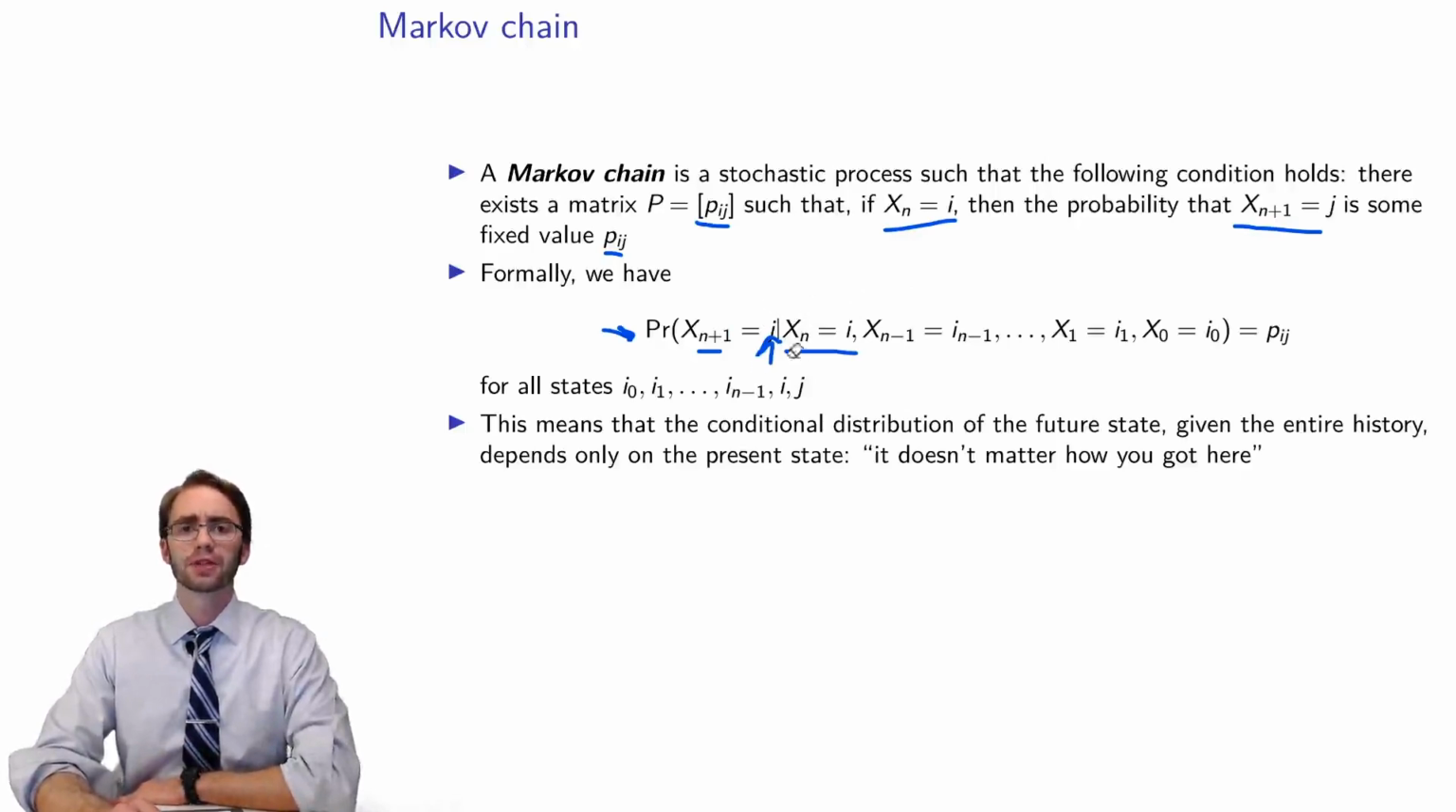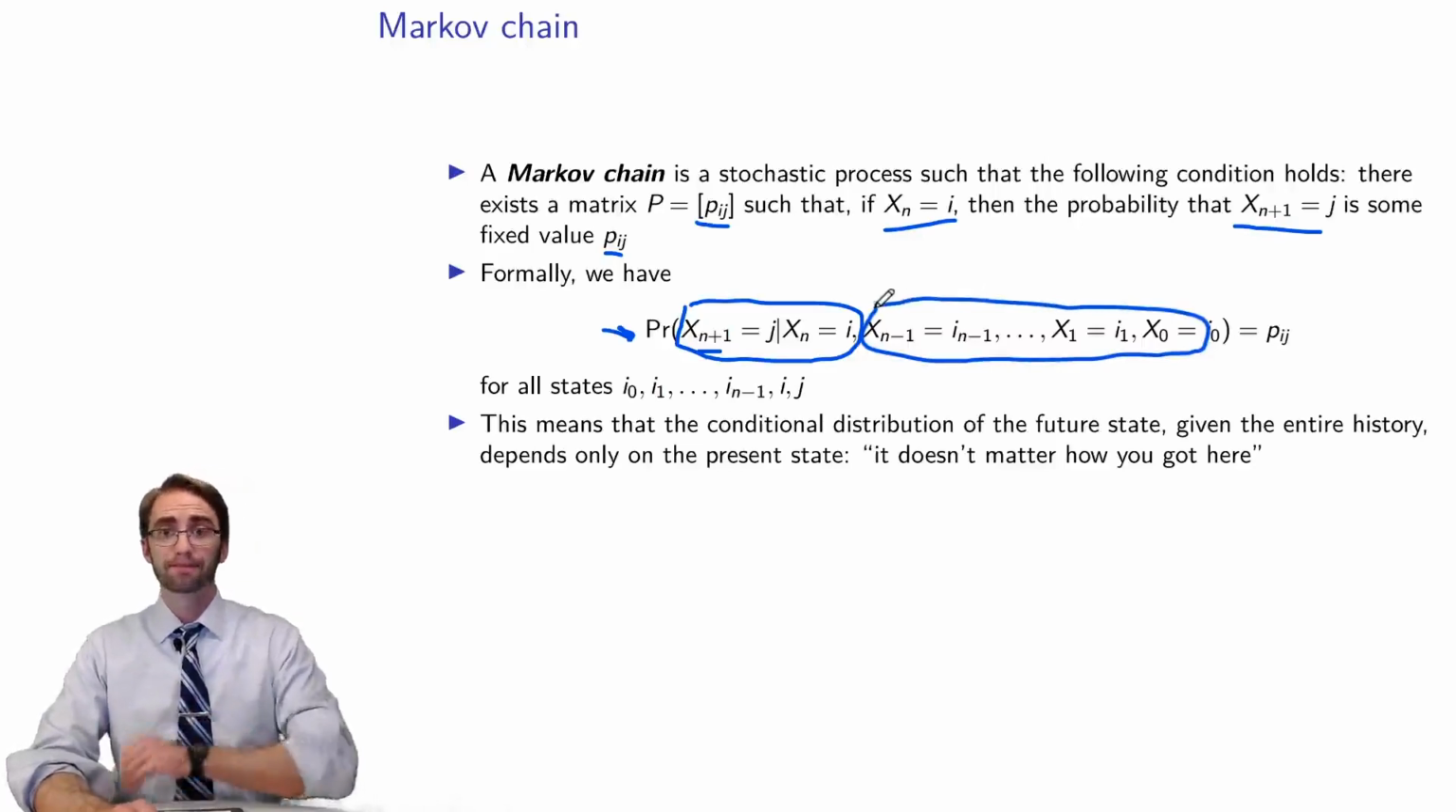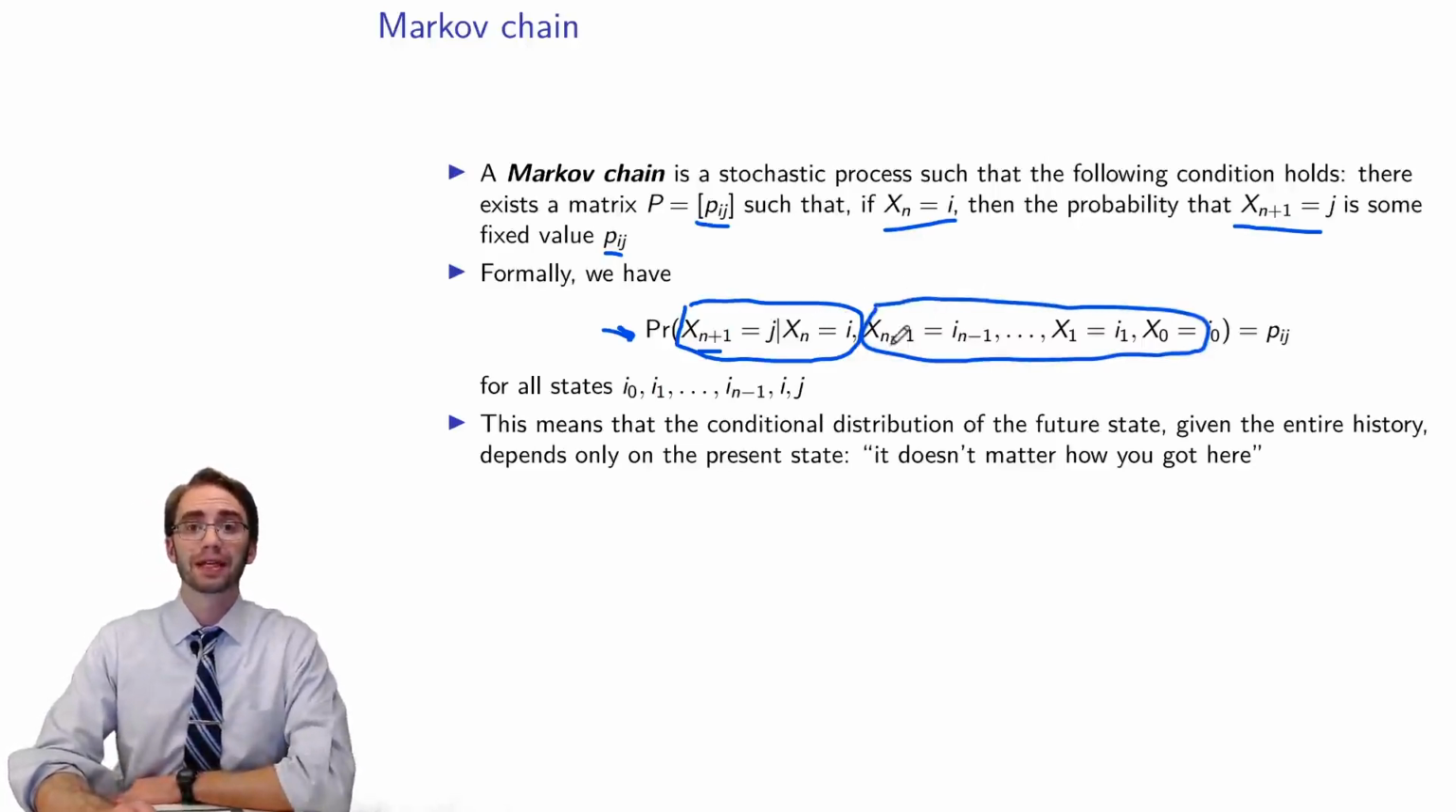Let me erase some stuff here to clarify the formal description. If I say I'm currently in state i and I'm looking for the probability that I will land in state j, even if I condition also on everything that preceded me, everything that led up to that point, that probability of going from i to j is just some value that depends only on i and j. So it means that the conditional distribution of the future, given the entire history, depends only on the present state. In other words, it doesn't matter how you got here.